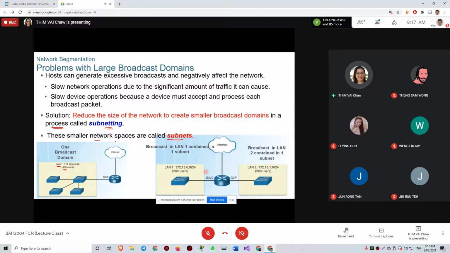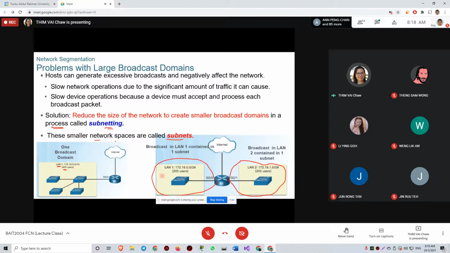So in here you can have a look at this one. Rather than having one big broadcast domain with these 400 users inside, look at the next diagram here. In this diagram, the router divides these 400 users into two subnets. So here there will be 200 users in this particular subnet, and another 200 users in this other subnet.